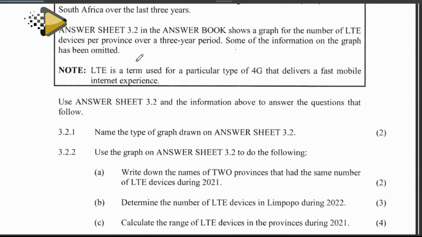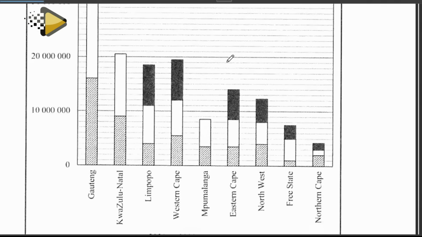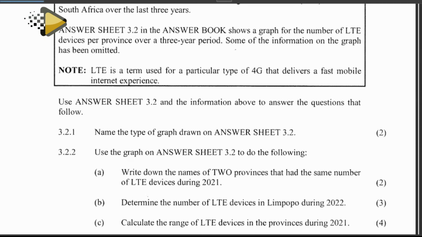Name the type of graph on the answer sheet. What kind of graph is this? It's called what? A stack graph. Someone could have called also a bar graph, but that's a stack. Specifically, it's a stack. So it has bars. Sections are stacked on one another. They are on top of one another. A stack of bars. Okay.